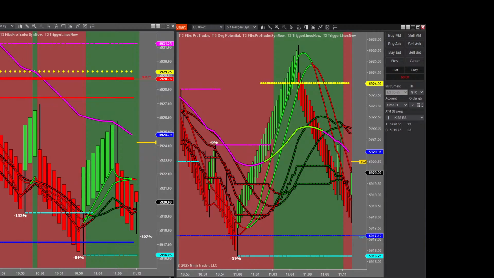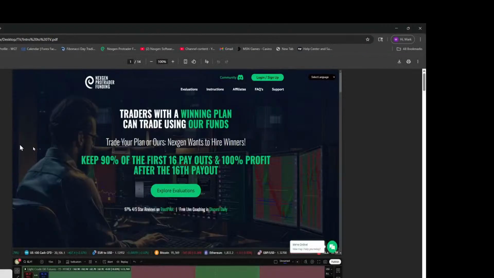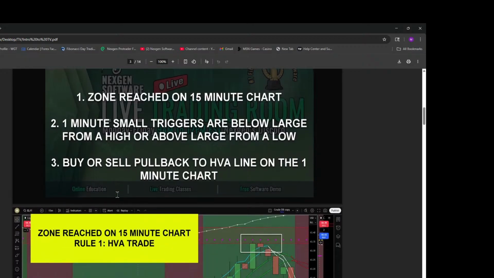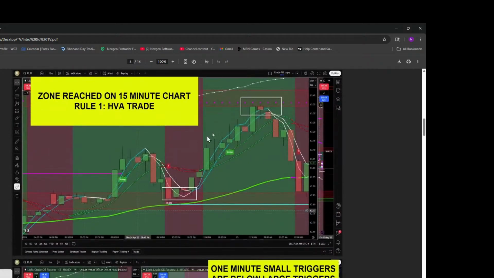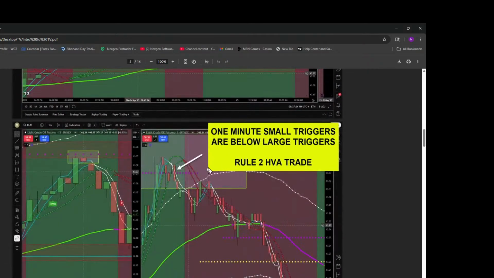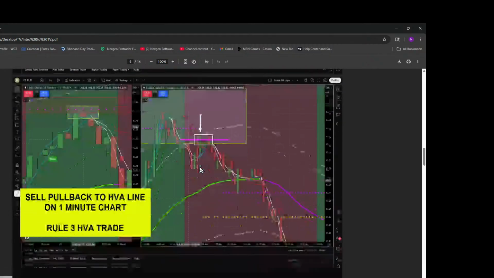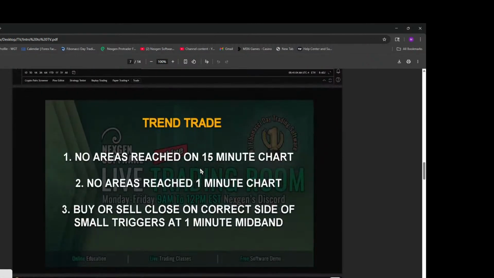I'm also going to give you, as we get into this, a PowerPoint that I put together, but it's in PDF form because that's easier for most people. And it talks about the high volume area trade. Zone reached, let it roll, buy or sell a pullback. Same thing Nexgen's been teaching for 20 plus years. There's the zone reached, there's the triggers roll, there's the sell the pullback. So a visual for you as you go through and study trades.